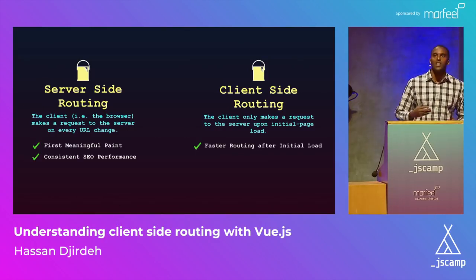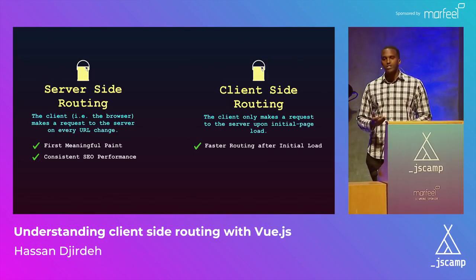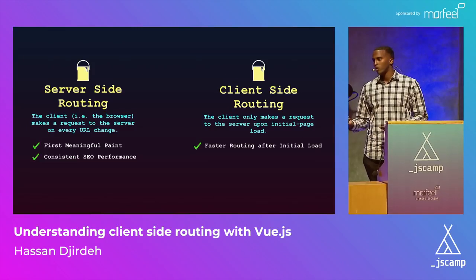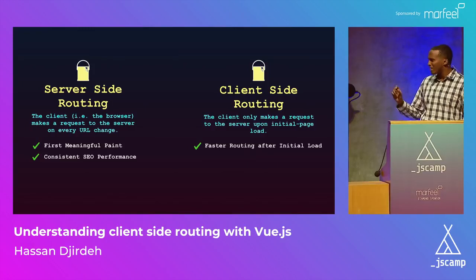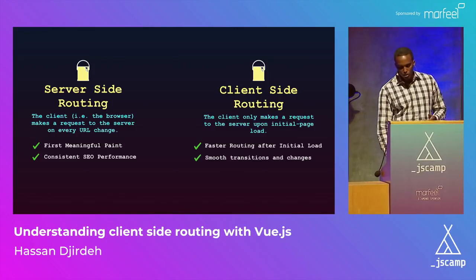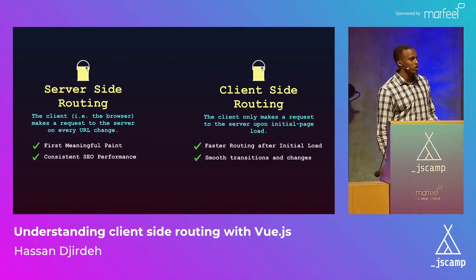But in client-side routing, the main advantage is usually faster routing after the initial page load. This is because once the entire application is available, the client does not need to make multiple requests to the server. It has all the data it needs. And this also avoids or removes that blinking period we're all familiar with, which leads to smoother transitions and changes.